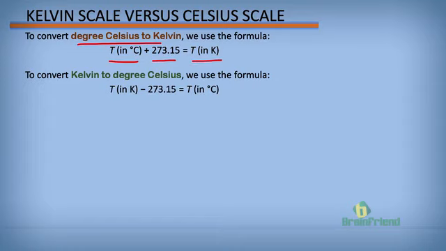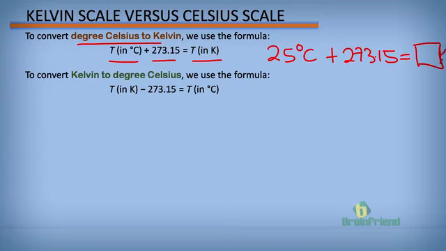So for example, if you're given 25 degrees Celsius and you are told to convert it to Kelvin, all you need to do is to what? Add 273.15, and whatever you get becomes your answer in Kelvin.